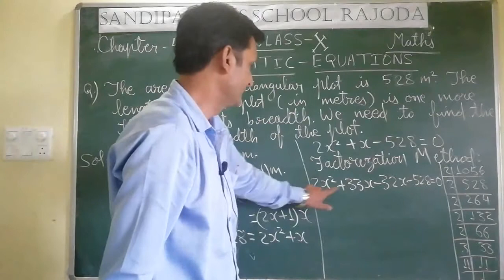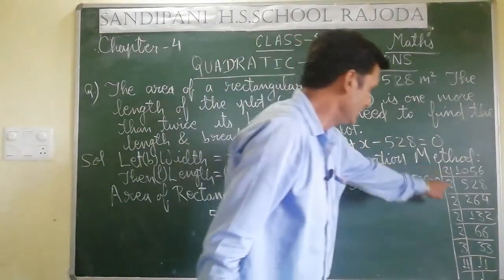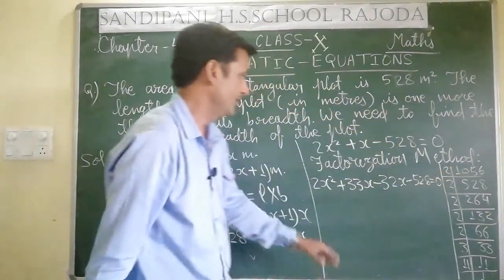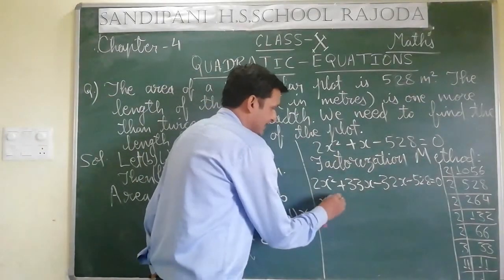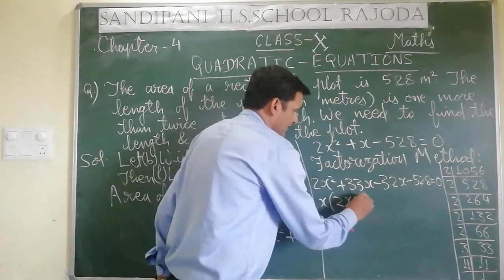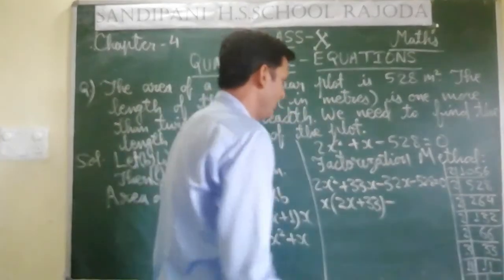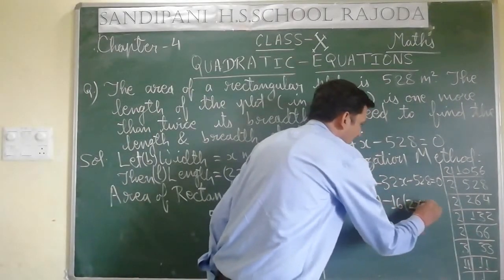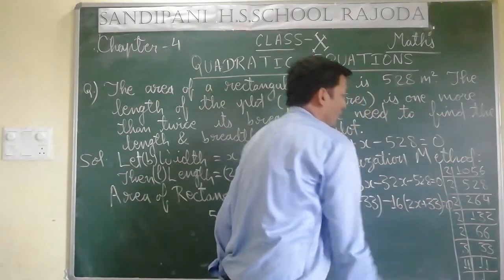See here, 33x minus 32x means 1x, and 32 into 33 is equal to 1056. In factors we have done that. So here x can be taken common, so it will be 2x plus 33. Here we have to take 16 common, so it will be 2x plus 33. It is equal to 0 now.